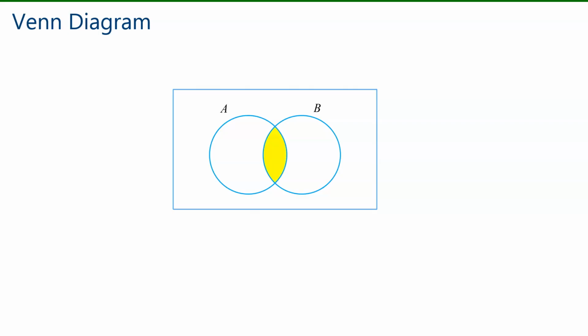Now for those elements that belong to set A but not B, they will go on the left. And the elements that are in B but not A will go on the right. And if there's elements that have nothing in common with A or B, they will go outside the circles. So let's look at an example.